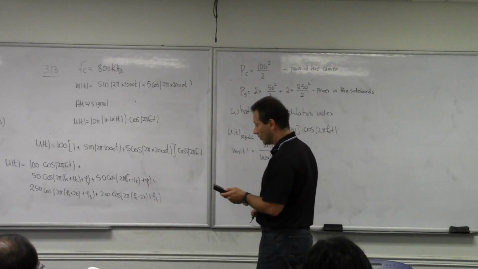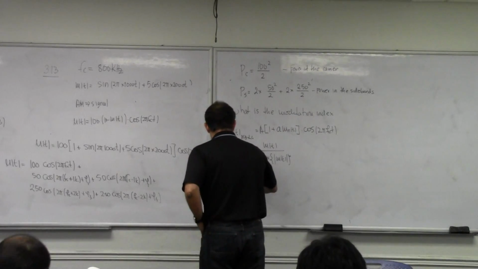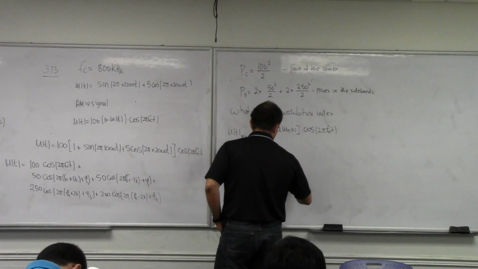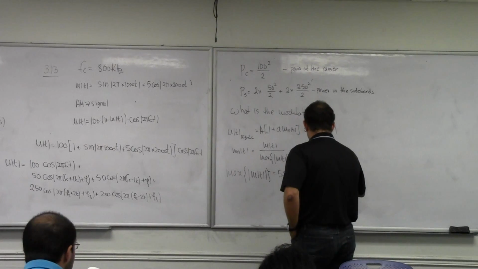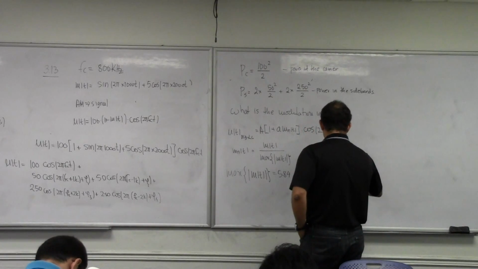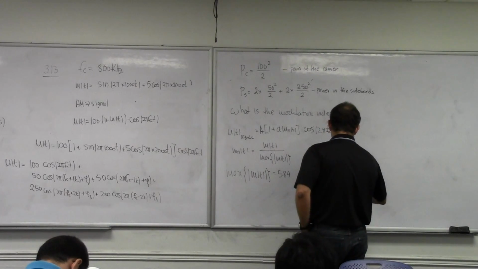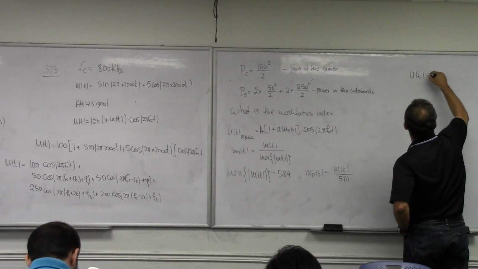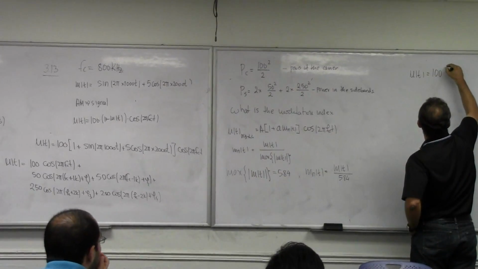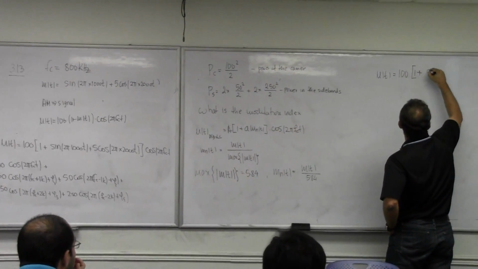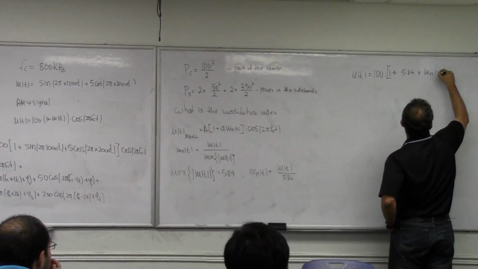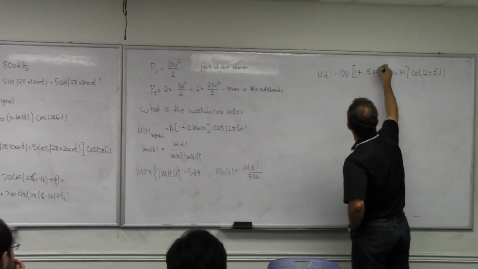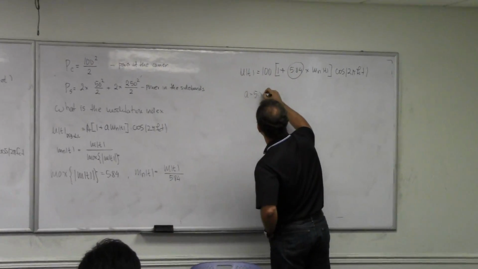So it's 5.84. Right, so the maximum of m of t is 5.84. So your mn of t is going to be your m of t divided by 5.84. And now I can write this signal here as u of t is equal to 100 times 1 plus 5.84 times n of t times cosine 2 pi c t. So your index here, A, is equal to 5.84.